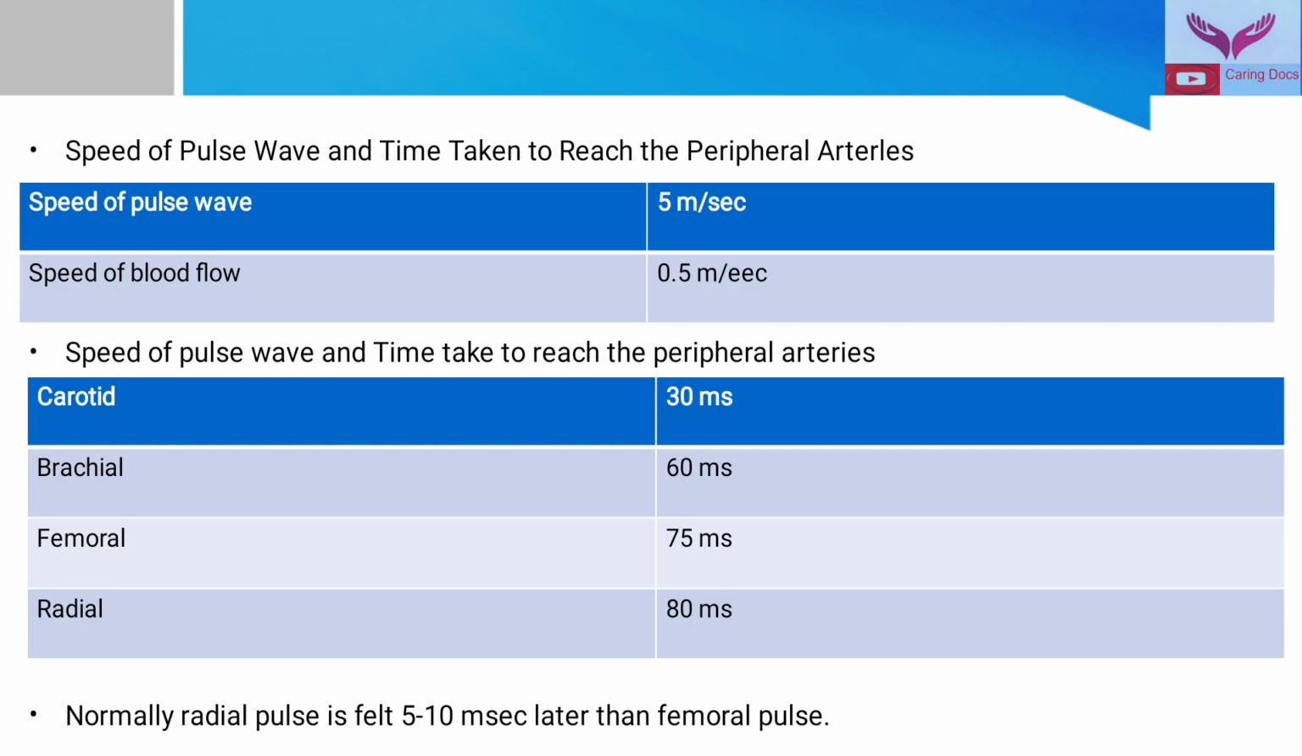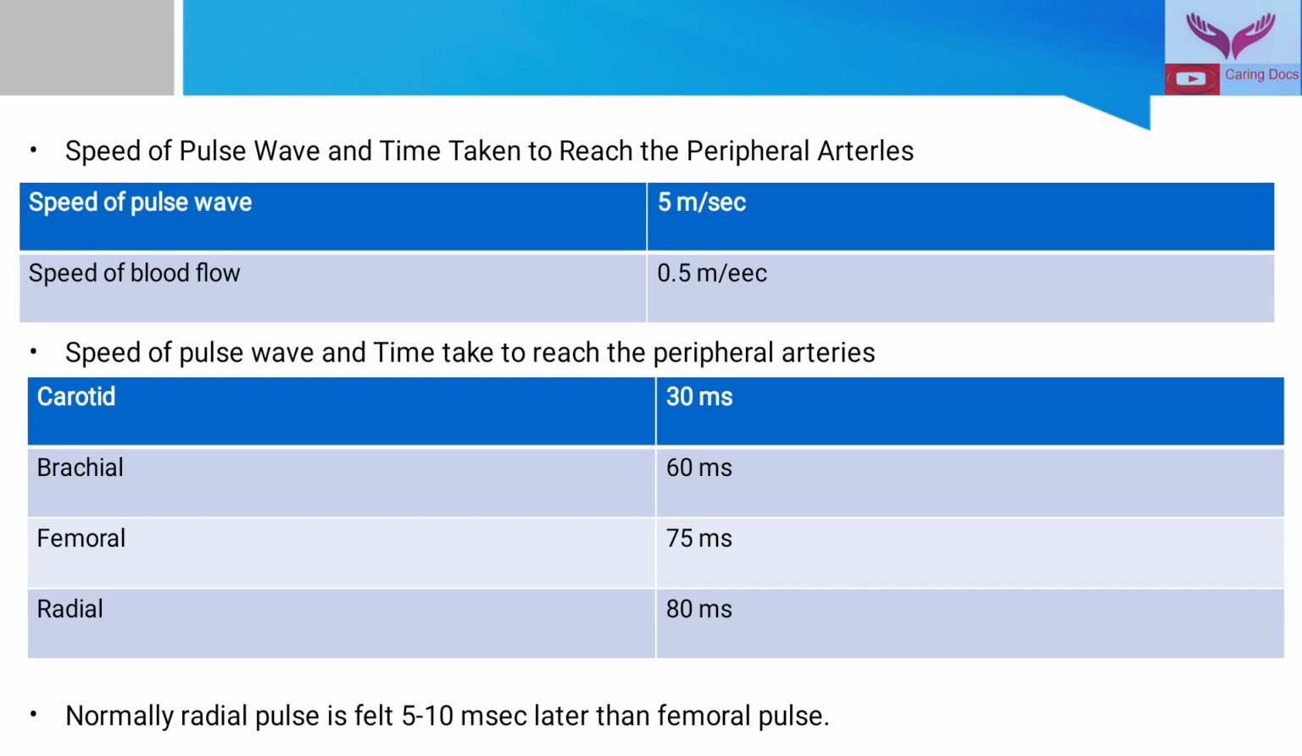Now, the speed of the pulse wave and the time taken to reach the peripheral artery. The speed of the pulse wave is 5 meters per second, and the speed of blood flow is 0.5 meters per second. The time taken by the pulse wave to reach the peripheral arteries: for carotid artery it is 30 milliseconds, for brachial artery it is 60 milliseconds, for femoral artery it is 75 milliseconds, and for radial artery it is 80 milliseconds. That is the time taken by the pulse to reach from the heart or aorta to the carotid, brachial, femoral and radial arteries. So it is least in carotid arteries.